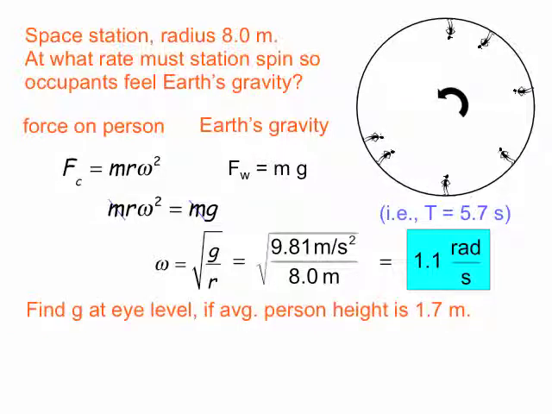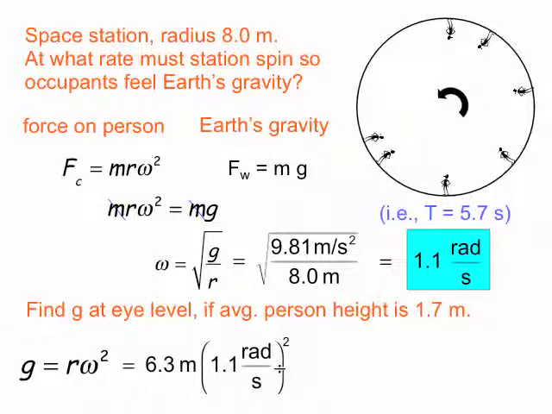So let's find g at eye level if the average person's height is 1.7. Let's just figure this out. Okay, so now instead of having an 8 meter radius, we have a 6.3 meter radius because we're at the eyes. That means the centripetal force, or the g, is 7.6 meters per second squared. There's a problem.